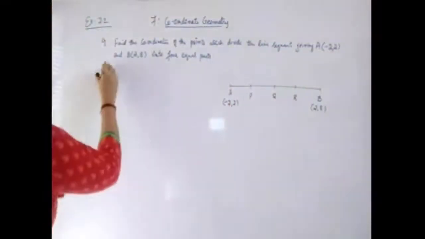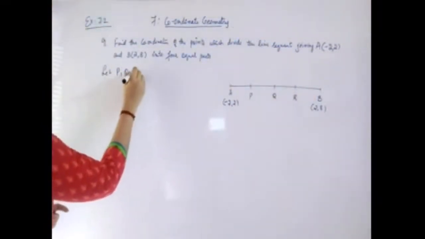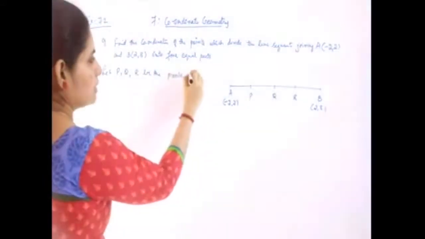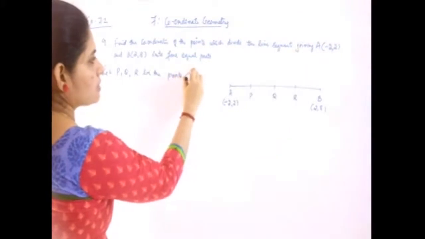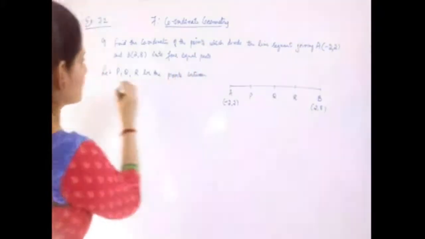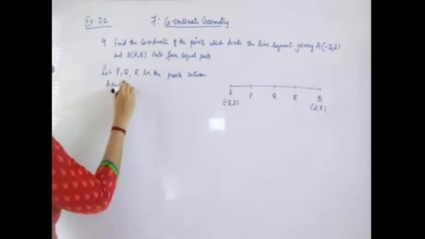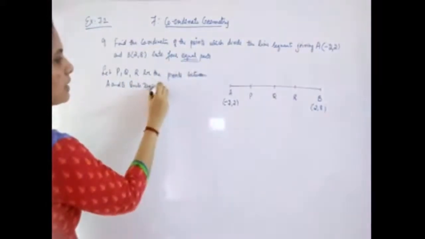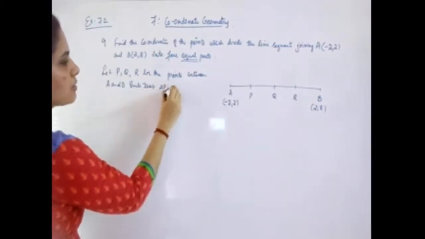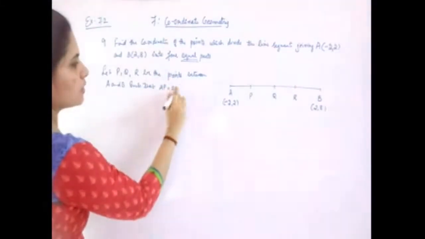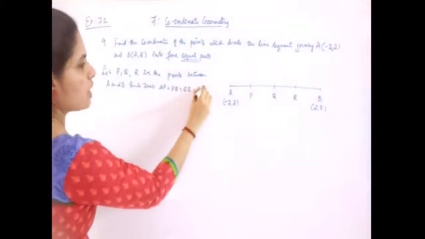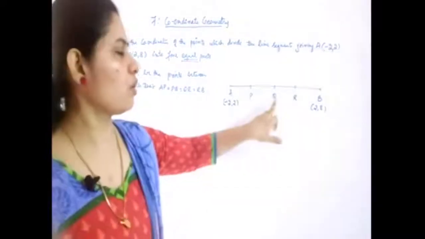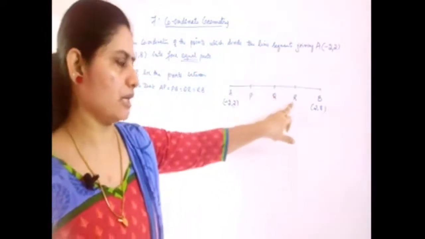That is, let P, Q and R be the points in between A and B, such that, since it is 4 equal parts, the condition will be AP is equal to PQ is equal to QR is equal to RB. That much is clear, I think. Now we have to find out the coordinates of all these 3, that is P, Q and R.